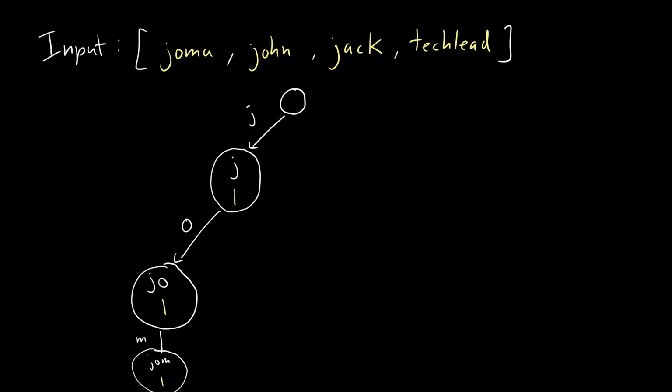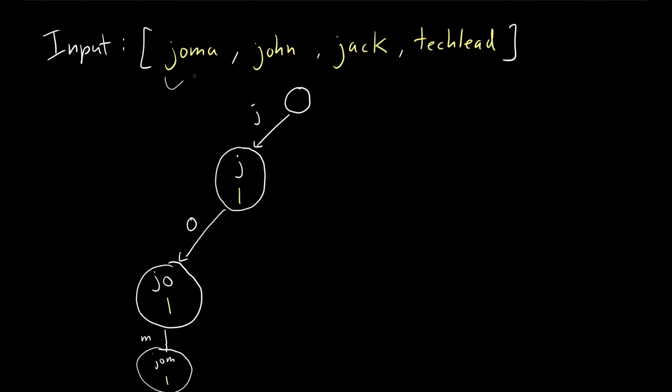Okay, cool. Now let's go back. So now that we're done with Joma, we're going to do John now. Okay, so John also starts with J. So because we already have a node here, we're just going to add 1 to this guy. So now it becomes 2. All right, and then for John, J-O, so then the next one is also O. So we're going to go all the way here, and then instead of 1 now, it's going to become 2.